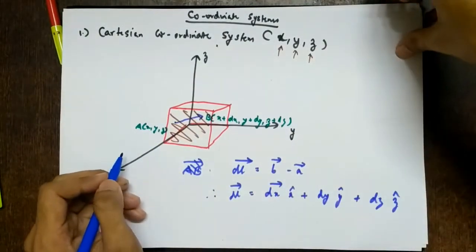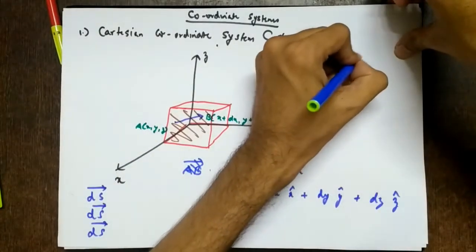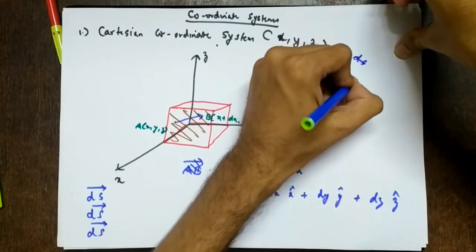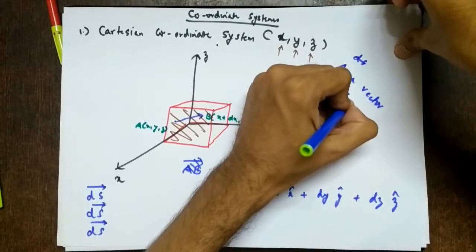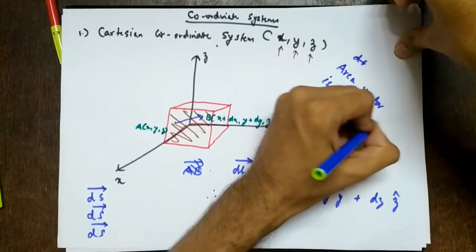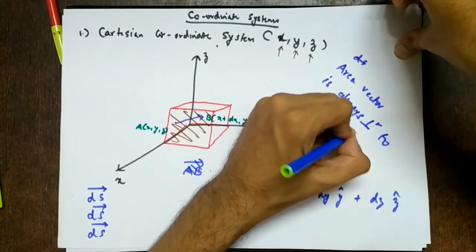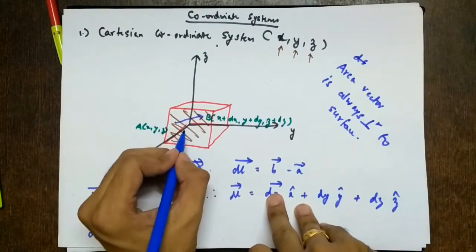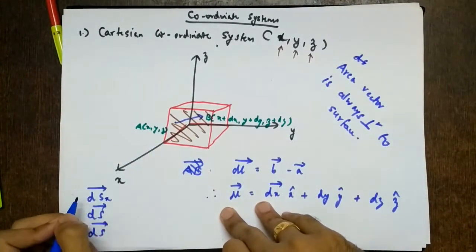Now by convention, the area vector ds is always perpendicular to the surface. So what is this surface? The YZ surface. YZ surface means which plane? The X plane. So we distinguish this as dsx.